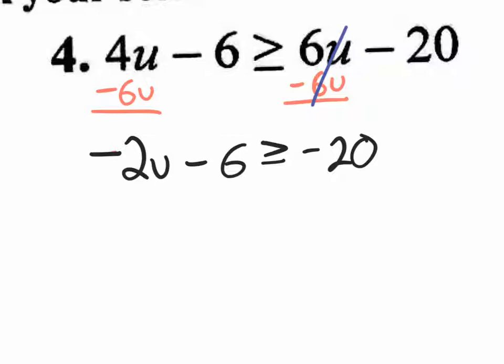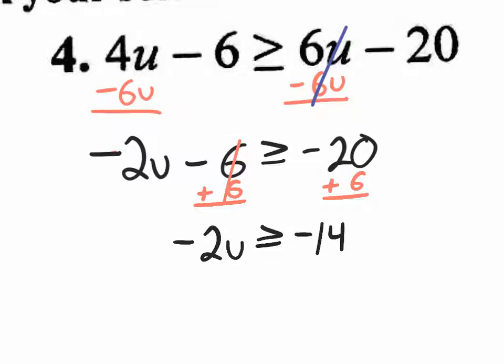So my next step would be to get the u by itself by getting rid of the minus 6 first by going plus 6 and plus 6. Notice I'm not multiplying by a negative. I'm not dividing by a negative. So the inequality is not going to change. The negative 2u comes down. The inequality stays the same. I end up with a negative 14 right here. Because if I owe 20 and I have 6, I want to owe 14.